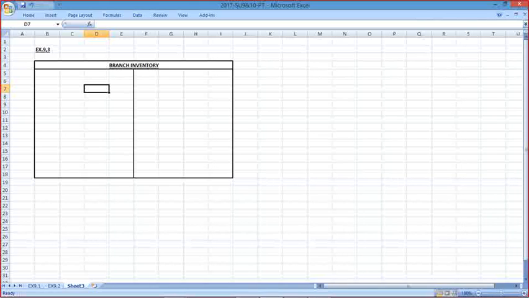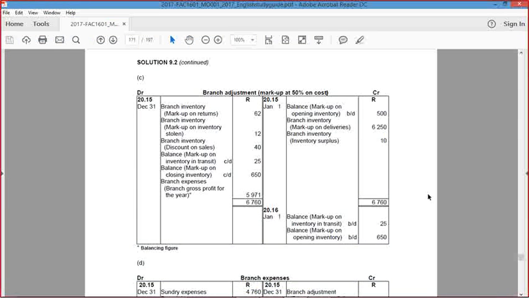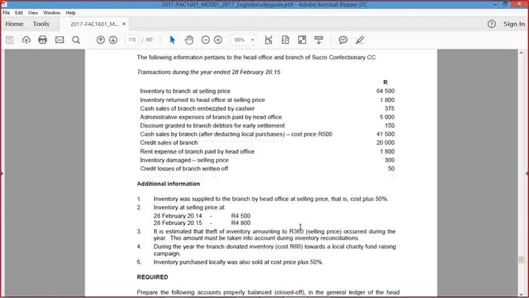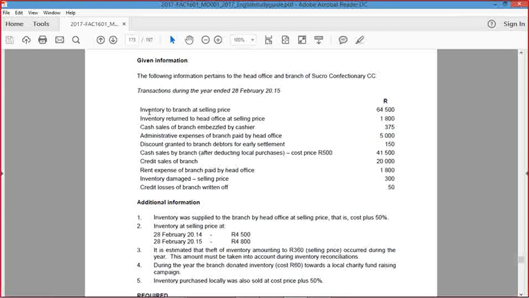So let's look at this last bit. I'm just going to cover the branch inventory account in this one. Let's look at each of these points. Inventory to branch. Neil, where does that go? That goes inventory to branch, so your branch inventory account will be debited. Yes, it'll go up. And now we need to split this: the 64,500 must be split between branch adjustment and branch inventory.